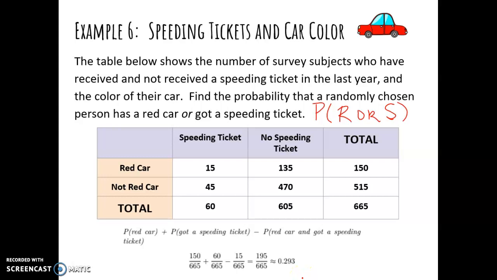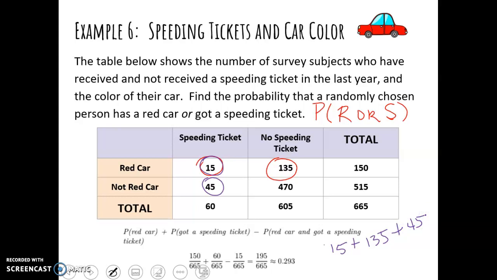Or you could say, all right, red cars, there's 15 and 135. And then speeding tickets, there's 15 and 45. So you would add your 15, making sure not to add it twice, plus your 135, plus your 45. And you end up with your 195 over 665, which is 0.293.